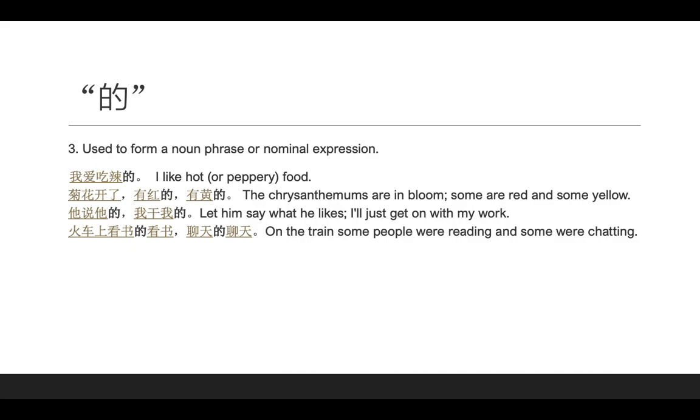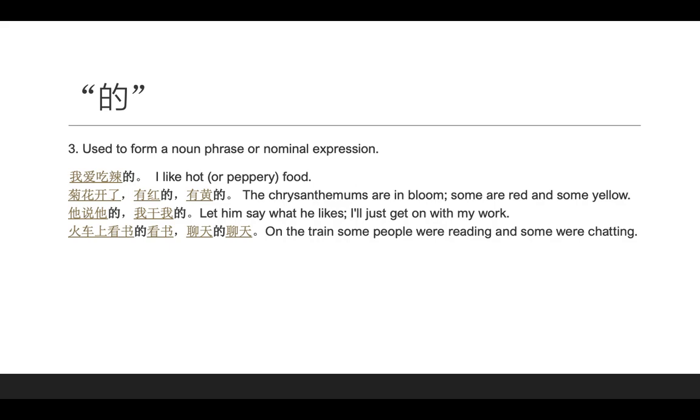And the third usage of 的 is to form a noun phrase or nominal expression. For example, 我爱吃辣的. Basically, 辣 is an adjective. It means spicy. 我爱吃辣 means I like to eat spicy, but normally it should be 我爱吃辣的食物, right? I like to eat spicy food. But you can use 的 after 辣, which makes the adjective 辣, spicy, into a noun, which is spicy food. So 我爱吃辣的 equals I like hot food, I like spicy food.